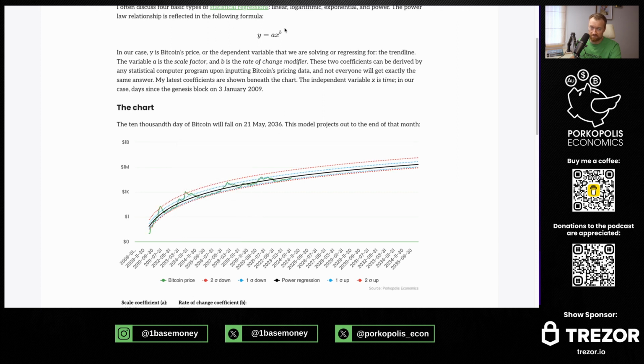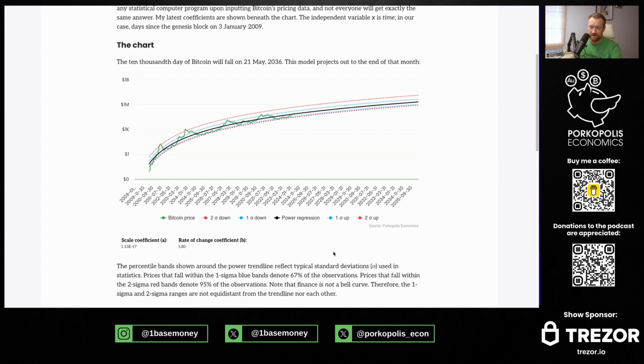It's a rate of change multiplier. That's the thing that's in the exponent. It really gives the shape of this curve in the power regression. And more of the scale, the height of it, is defined by A, the scale factor. When you put all that together, you get the power curve. It's not the only type of statistical regression, but it is a pretty strong goodness of fit for Bitcoin. As you see here, for many, many years, it's been a 95% goodness of fit.